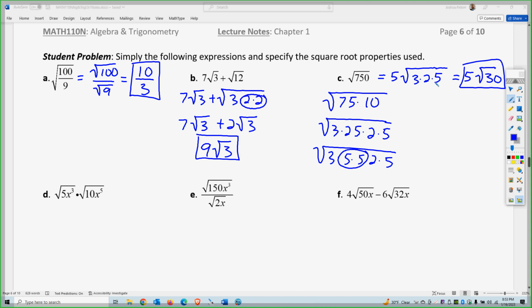Okay, so the next one, D, square root of 5 can't be done, right? Well, you get a decimal, but we don't want decimals. We're not estimating here. We're giving exact answers.